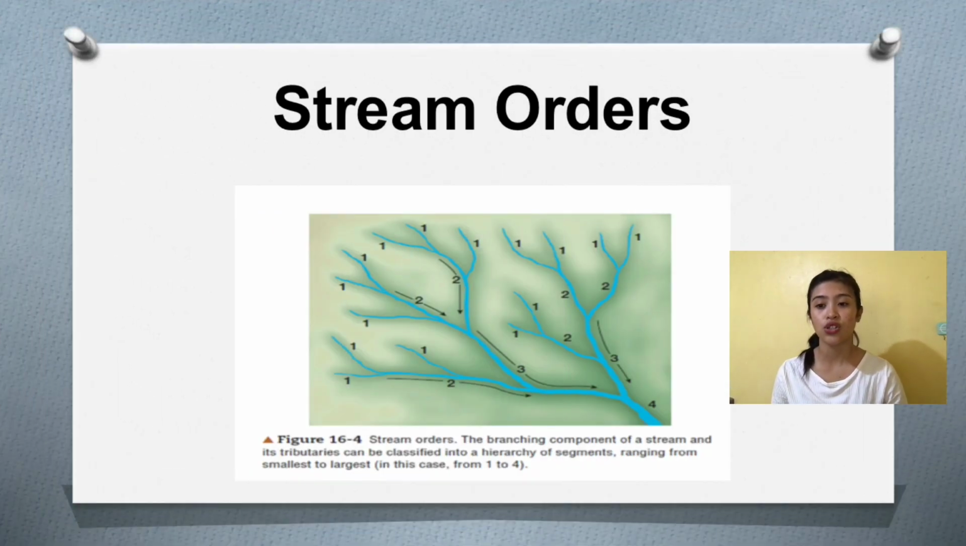The picture above shows an example of stream orders. The branching component of a stream and its tributaries can be classified into a hierarchy of segments, ranging from smallest to largest, in this case from 1 to 4. In the picture, 1 indicates the first part of the stream. Where it meets another part of the stream, it is called 2. The lower part meets other streams, and that's why it shows 3. Later on, all the streams meet together and the fourth-order stream, or the mainstream of the drainage basin, has occurred.